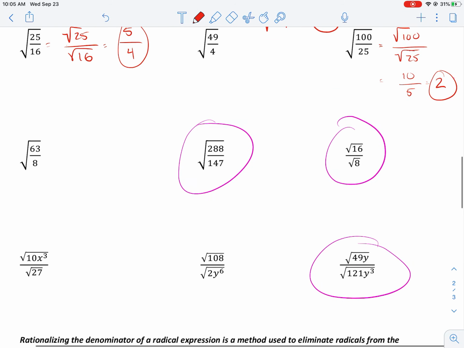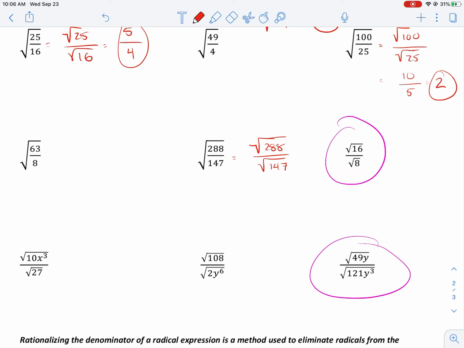Let's move on. So let's try this one here. Okay. So what I'm going to do first is I'm going to separate these two things. Okay, now you're thinking, oh crap. This 288 is not divisible by 147. So if you thought you could try that already, that one did not work. Okay. So how do we want to solve this?